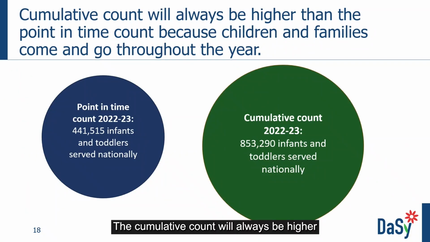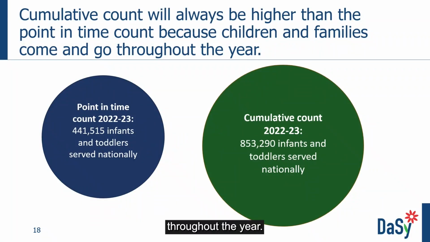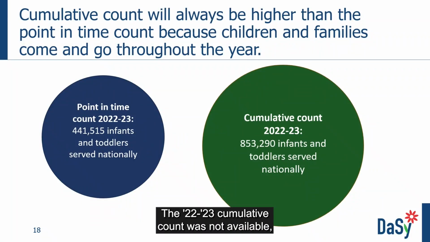The cumulative count will always be higher than the point in time count because children and families come and go throughout the year. The 22-23 cumulative count was not available, so here we're looking at the 2022-23 count.